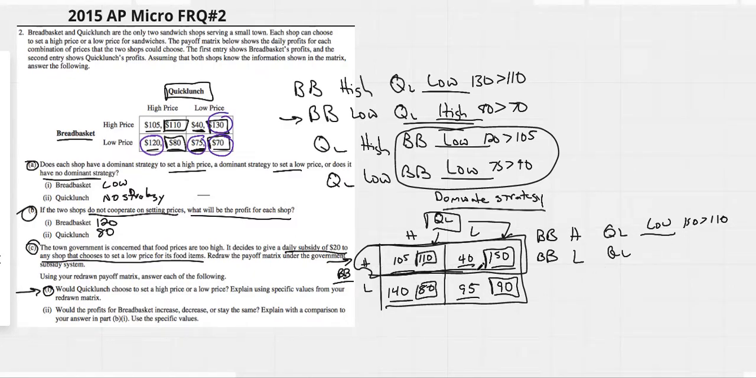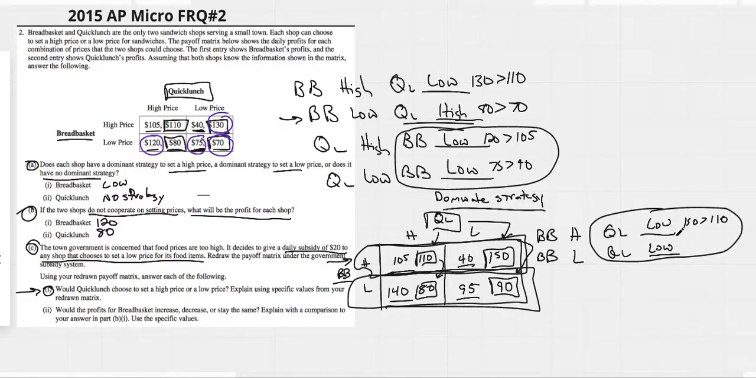If Breadbasket chooses to go low, Quick Lunch can either go high or it can go low. It's going to go low in this instance. Ooh, look at that. Now, Quick Lunch is the one with the dominant strategy. It decided to go low because 90 is greater than 80. And I think we could just use these numbers to explain that Quick Lunch would set a low price.